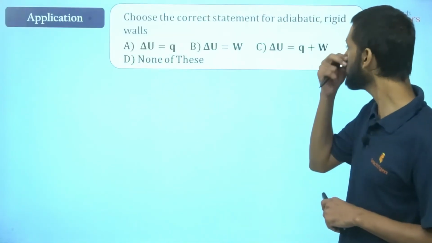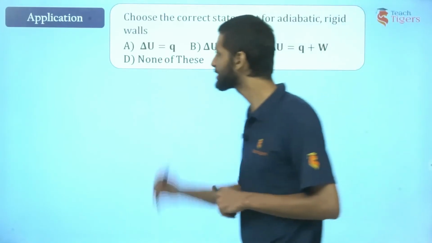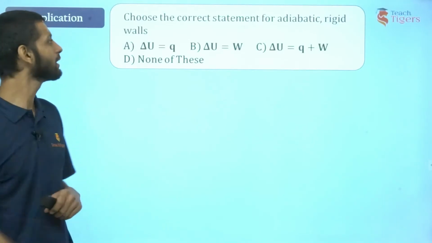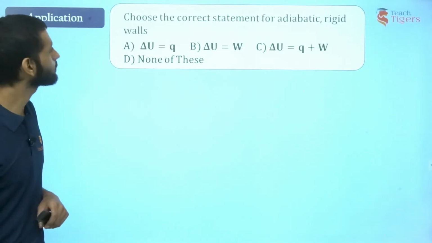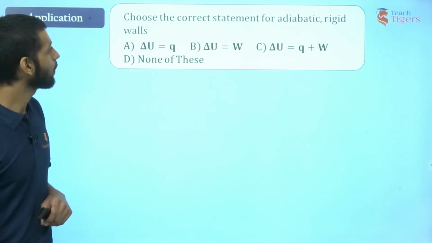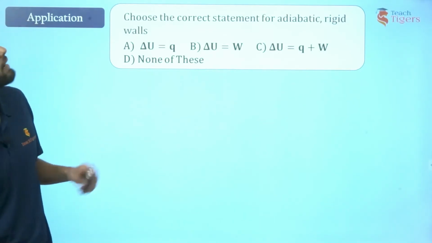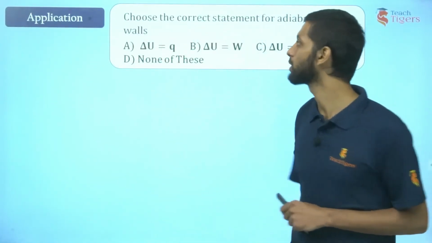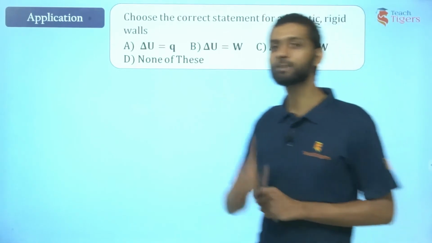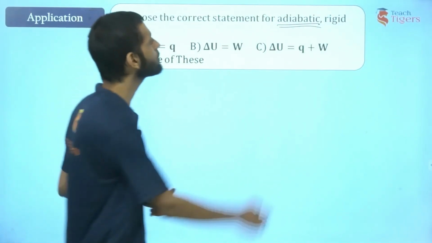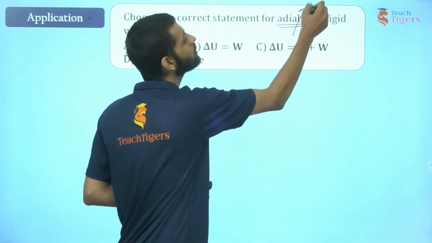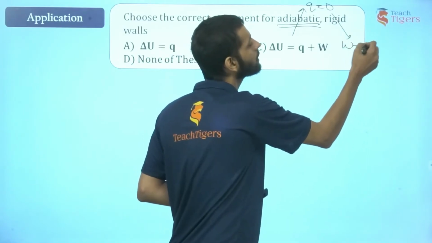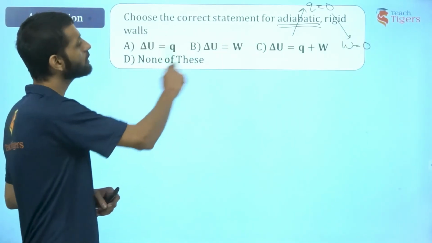Alright, moving on to applications. This is probably the most fun part for you. You have to use your brain. You have to try and solve this question. Choose the correct statement for adiabatic rigid walls. अभी discuss किया था, last 2 slides, adiabatic rigid walls. In case of adiabatic walls, what is special? In case of adiabatic walls, Q is 0, heat exchange is 0. In case of rigid walls, work done is 0. So which of these statements is correct?